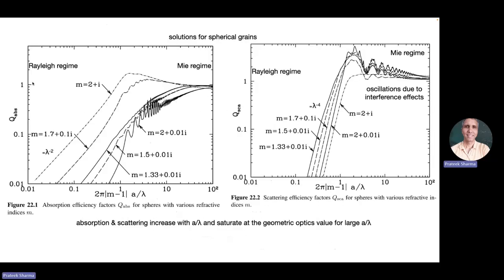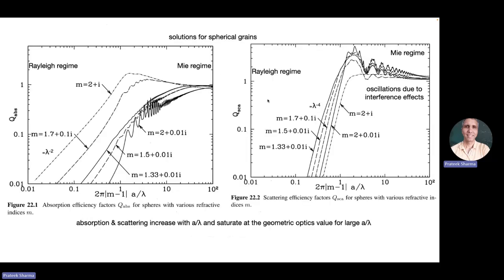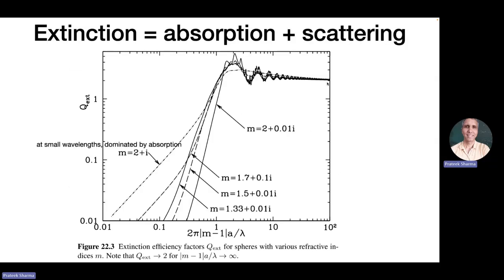This extinction is just the sum of these two. And if you look at extinction at small values of a by lambda, that is at large lambda, extinction is dominated by absorption, because absorption goes like lambda to the minus 2, whereas scattering goes like lambda to the minus 4. And this is basically the sum of these two. And what you'll see is this approaches 1, and the scattering also approaches 1 in the geometric limit. So the attenuation approaches 2.